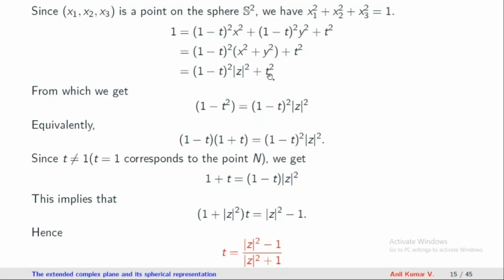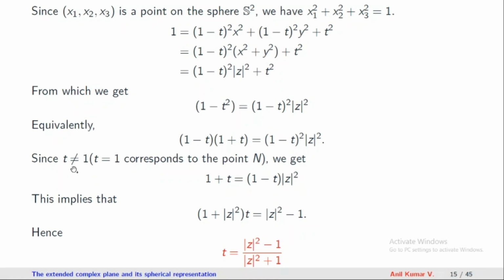If we shift t square to the left hand side, we obtain 1 minus t square is equal to (1 minus t) the whole square into mod z the whole square. And this term can be factored in the form (1 minus t) into (1 plus t). That is equal to (1 minus t) square into mod z square.